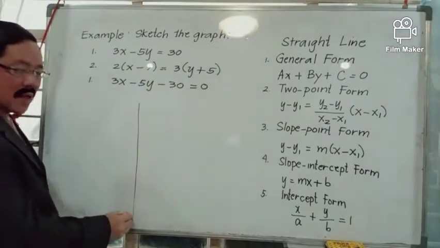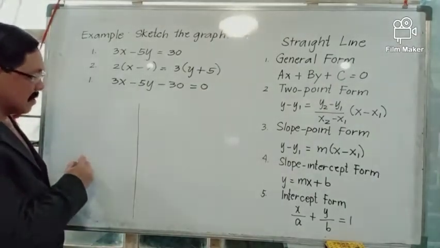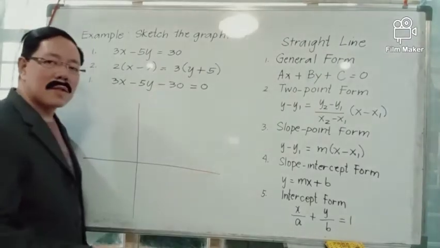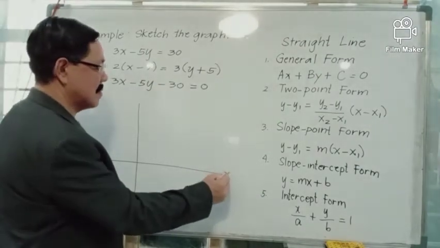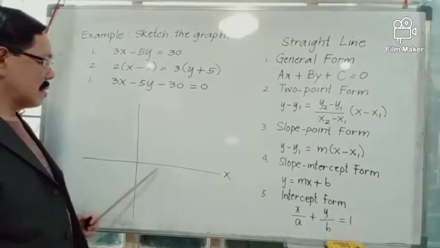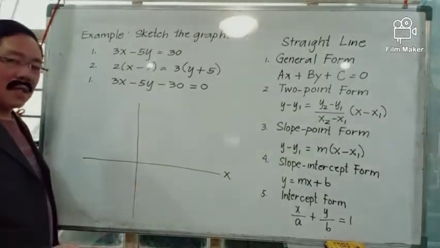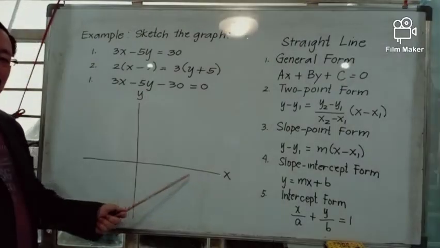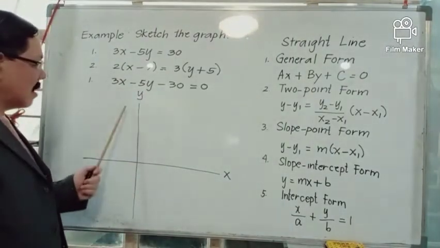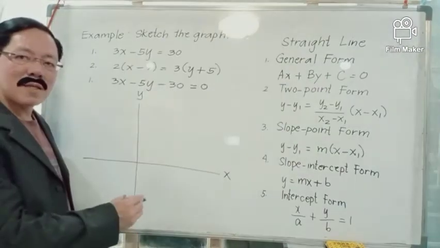We sketch the graph in the Cartesian plane consisting of two axes. The horizontal axis is denoted by x, or the x-axis. The vertical axis is denoted by y. The intersection of the x-axis and the vertical axis is 0.